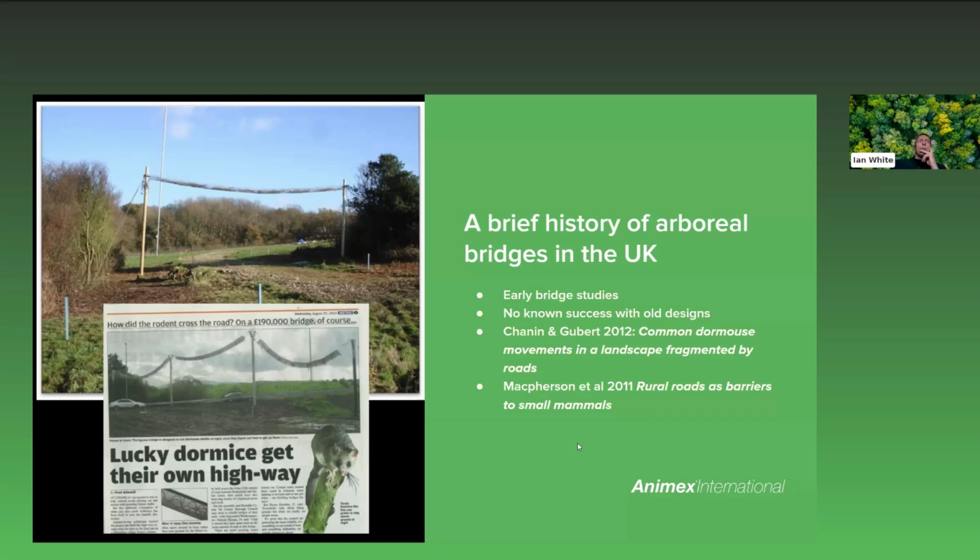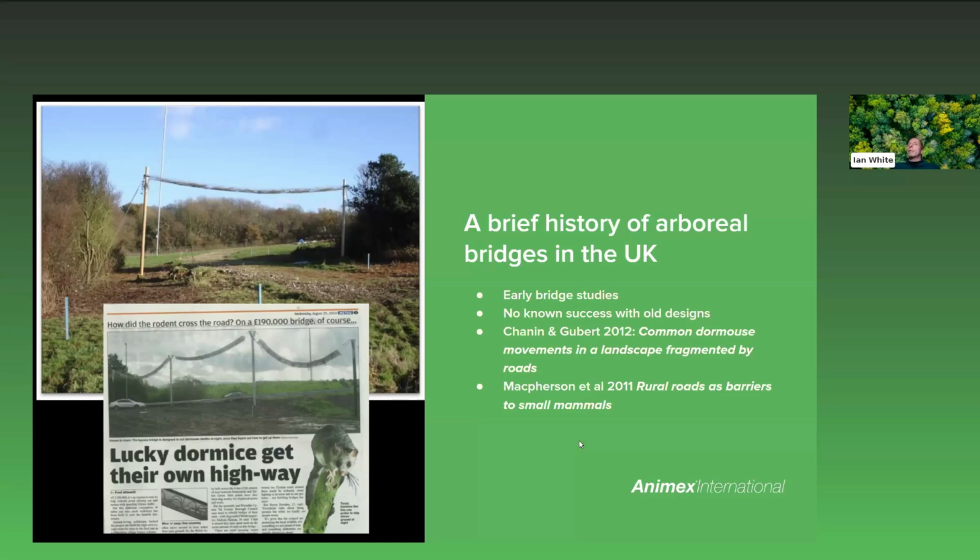One thing that we often get asked about is that there's evidence of dormice crossing roads. So do we need to bother with an arboreal bridge to help dormice cross the road? And the main piece of work highlighting that is by Shannon and Goubert in 2012, where they'd marked a population of dormice on the A38 down in Devon, and they recorded dormice on both sides of the road, and in the central reservation.